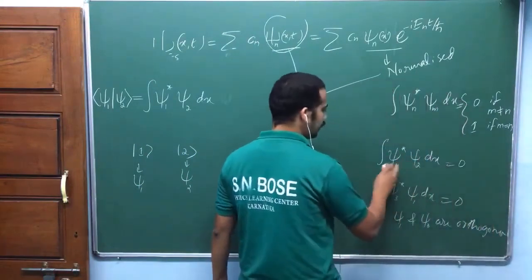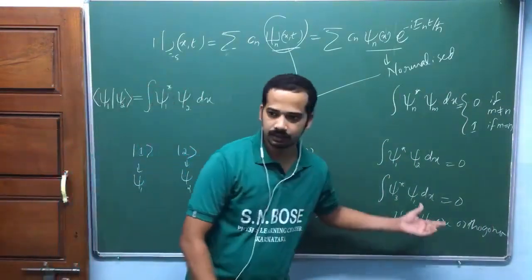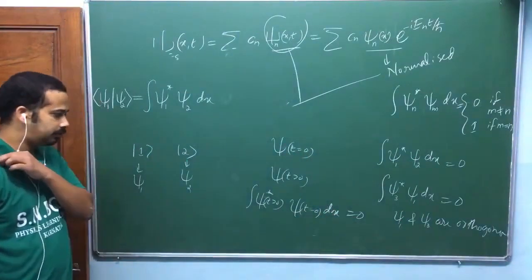So we call psi 1 and psi 2 orthogonal. Okay. Don't think much. I'll explain why that word orthogonal came here. Okay. I'll explain that one.